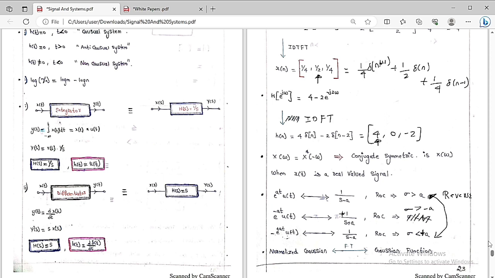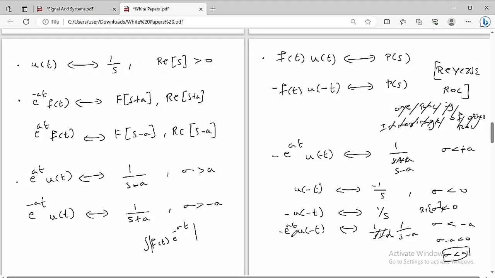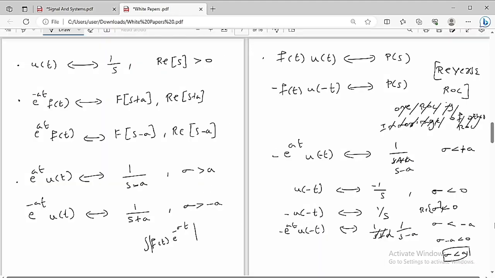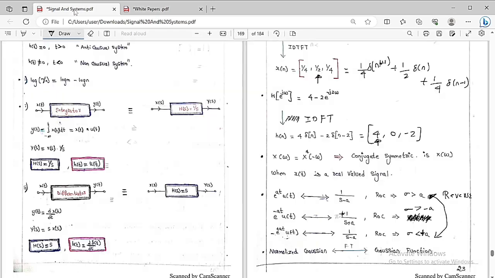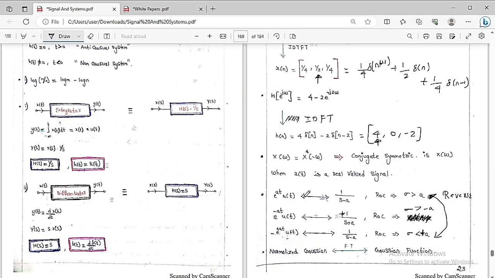Sigma greater than minus A. This is the ROC. A small fraction here, you next have to correct this one, and the remaining things are the same. So now you can see sigma greater than minus A, and this sigma less than plus A. So this is the overall thing that we are going to get.